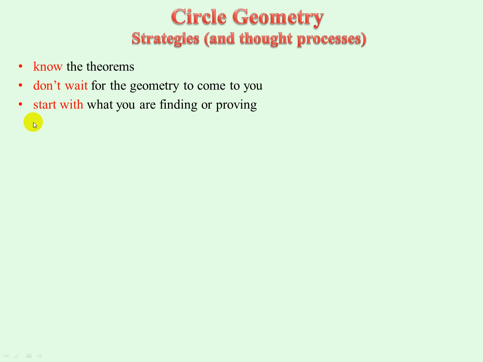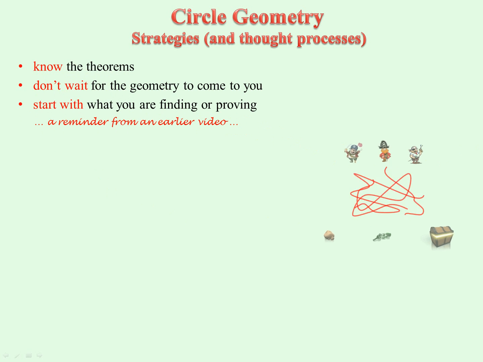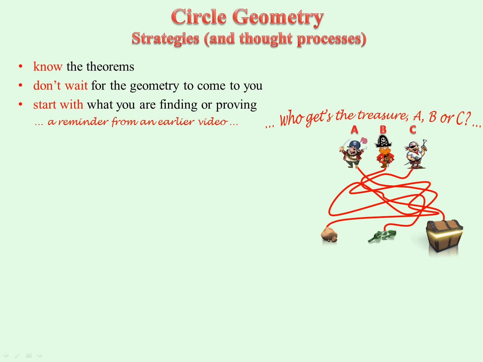Now I've added a third. Start with what you're finding or proving. We've looked at that before in an earlier video. A reminder from then. Here in the kiddies book we have 3 pirates, very scary, who are standing at pathways, one leading to some rocks, another to a broken bottle, and one to the pirate treasure. And the question says, which one of those pirates is going to find the treasure?